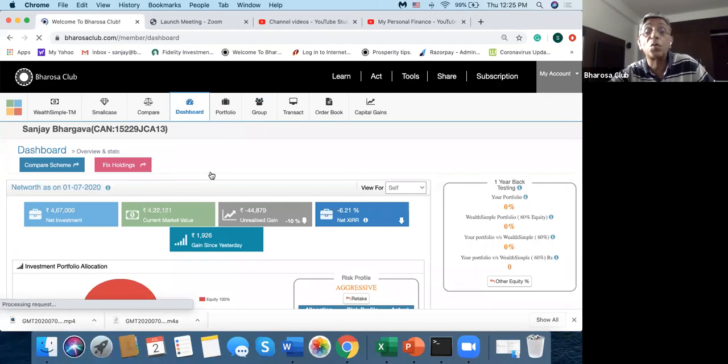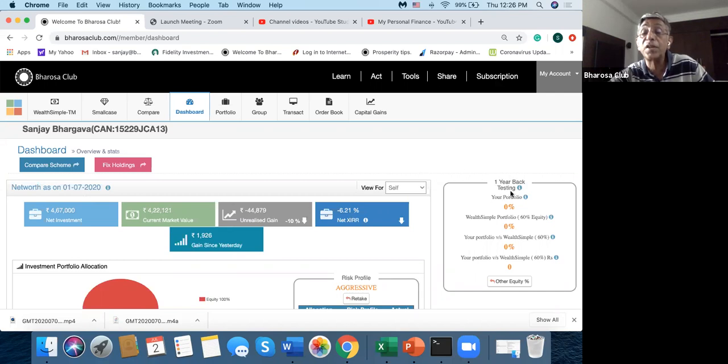Once we click on tools, we can see that there are lots of things here and one can explore them at leisure. I'm going to just point out a few things. The default one is the dashboard view. Here you can see that I have a net investment of 467,000 and it's now worth 422. So I've lost 44,000. Yesterday I gained 1926 and my net XIRR is minus 6.21, and these are really tax saving mutual funds that I have.